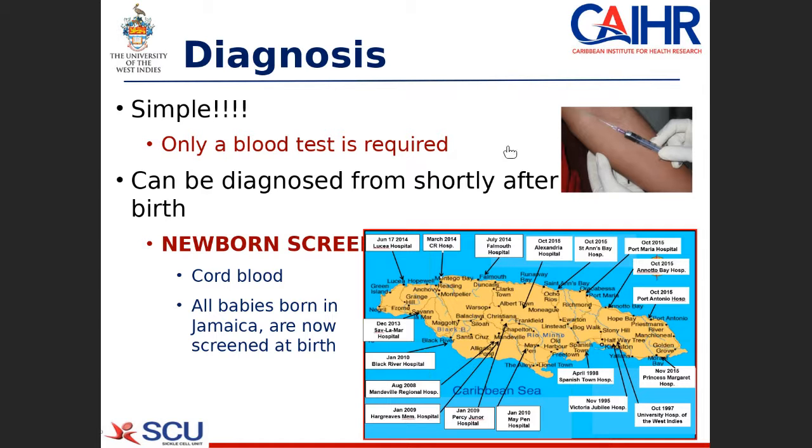And how do we diagnose sickle cell disease? Well, it's only a simple blood test. Persons with sickle cell disease can be diagnosed from shortly after birth. They can actually be diagnosed in utero if you do amniocentesis and that sort of thing. But certainly, typically, it would be diagnosis after birth, and that is a process that we call newborn screening, whereby in Jamaica, all babies at all hospitals now actually, are screened after birth using cord blood, which is sent to the lab for testing, to determine whether or not there is a possibility that this child has sickle cell disease. All right?